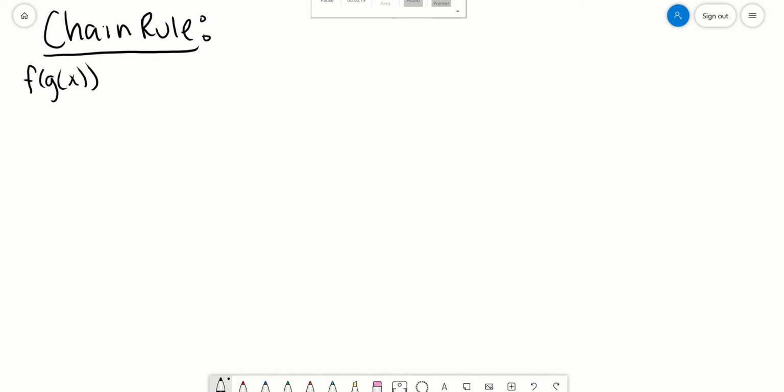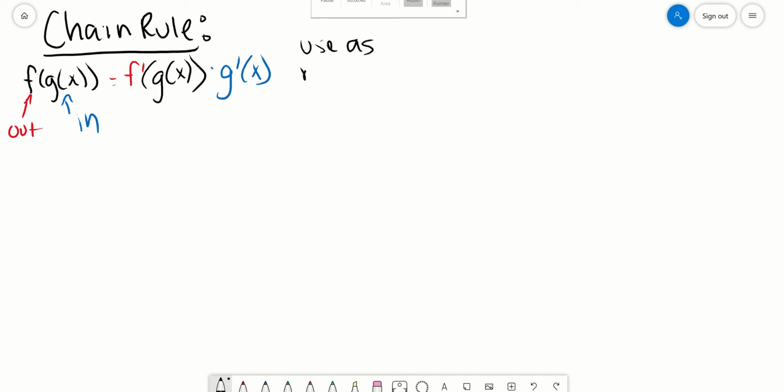So when you're doing a chain rule, what you've got to do is you've got to identify your outside function and you need to identify your inside function. So your first step with your chain rule is you take the derivative of the outside function. Then we're just going to leave the inside function alone. But then you multiply by the derivative of the inside. The kicker with the chain rule is sometimes you have to use it more than once.